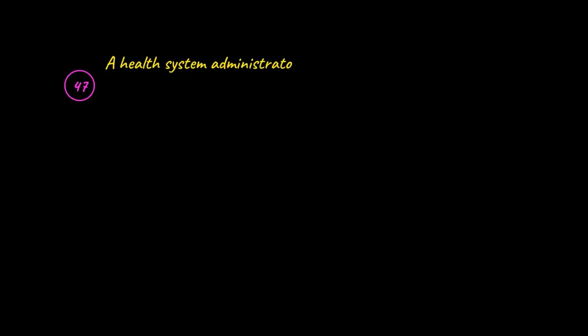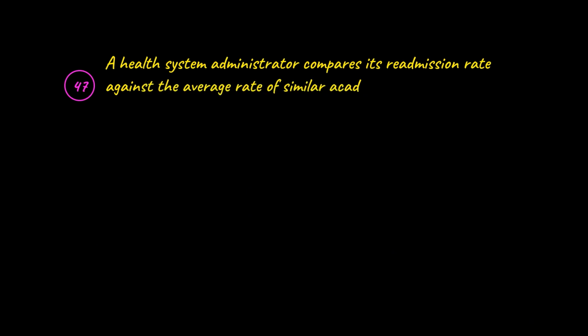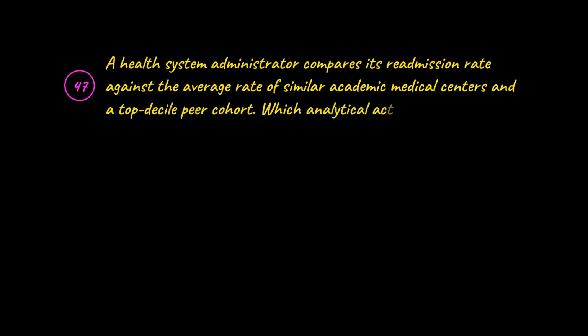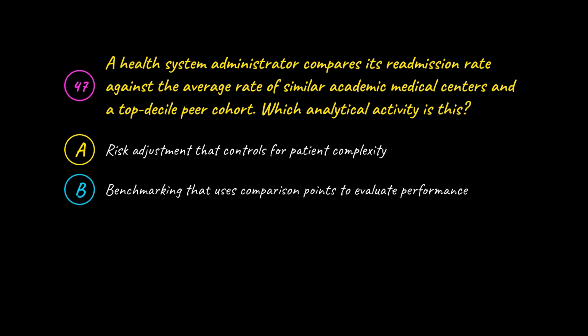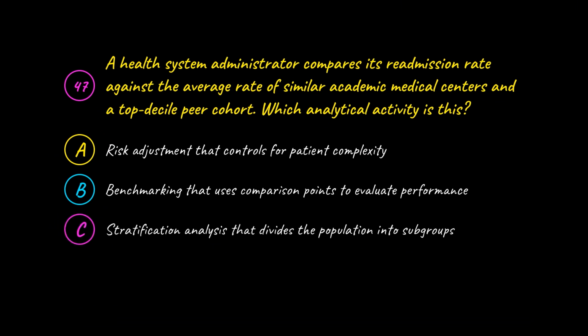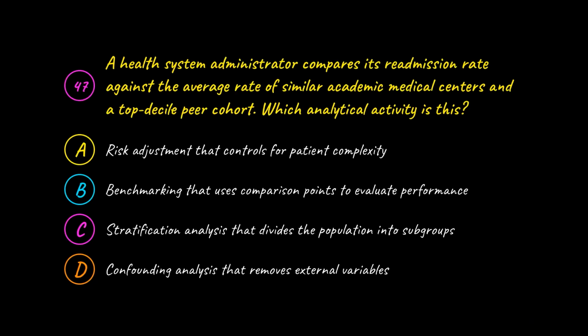Question 47. A health system administrator compares its readmission rate against the average rate of similar academic medical centers and a top dental peer cohort. Which analytical activity is this? Your options are: A. Risk adjustment that controls for patient complexity. B. Benchmarking that uses comparison points to evaluate performance. C. Stratification analysis that divides the population into subgroups. D. Confounding analysis that removes external variables. Don't overthink it. Which one feels right?